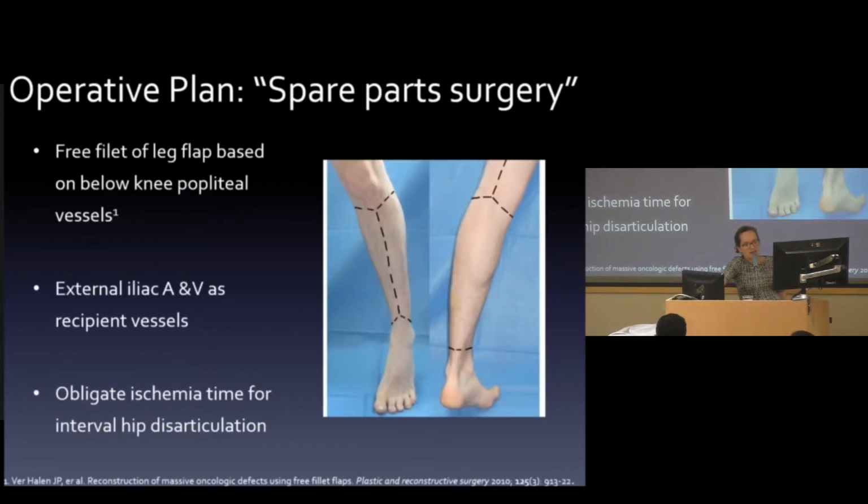So a described reconstructive method to deal with the situation, also known as a spare part surgery, is taking a free fillet flap from the leg based on the below knee popliteal vessels. So you can see in this picture, the flap harvest is accomplished through a longitudinal incision.